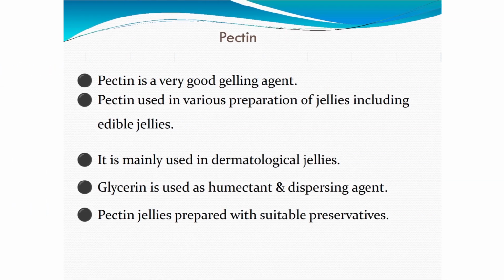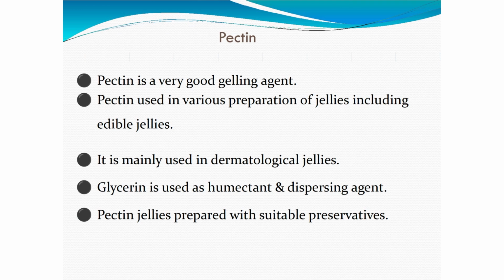What about pectin? Pectin is a very good gelling agent. You might know it from its use in various edible jellies. It's also mainly used in dermatological jellies. Glycerin is often used alongside it as a humectant and dispersing agent. And it's important that pectin jellies are prepared with suitable preservatives.